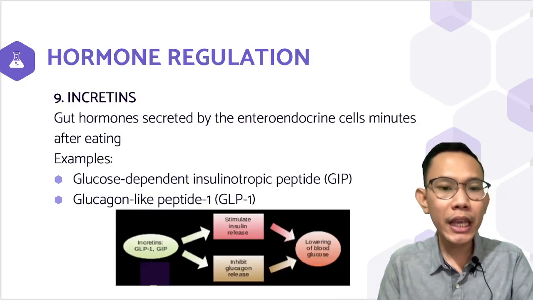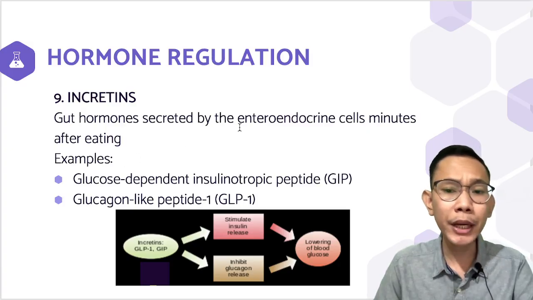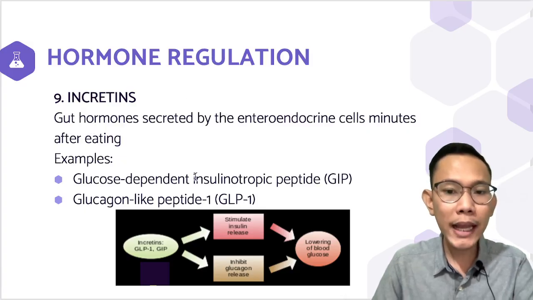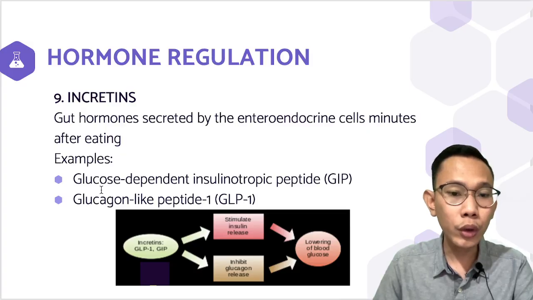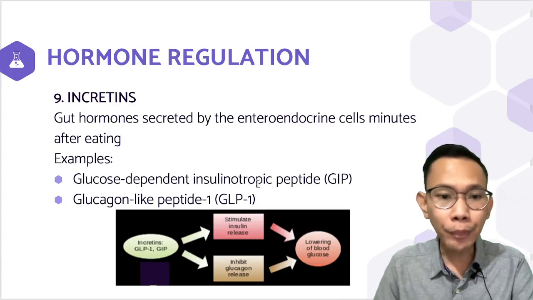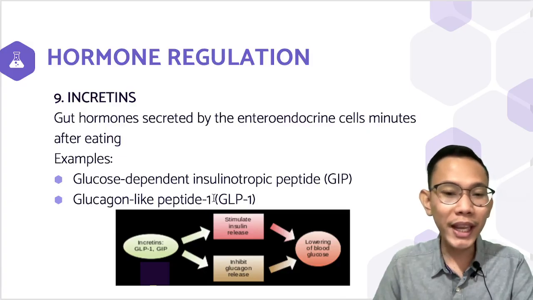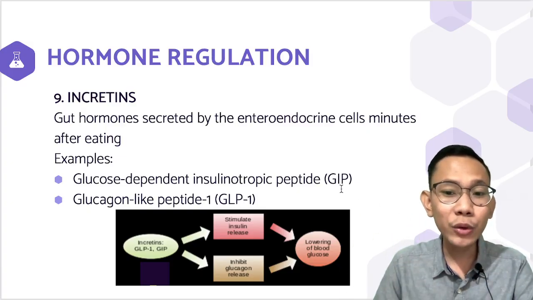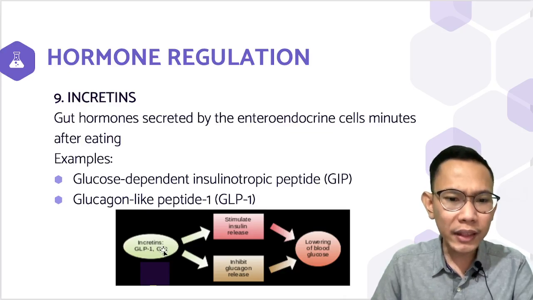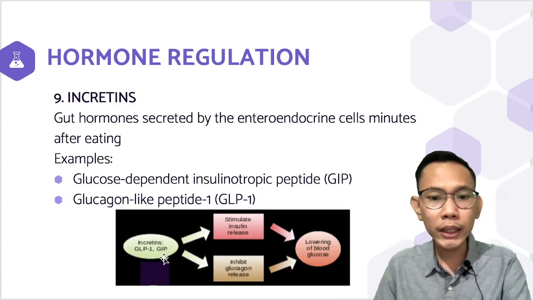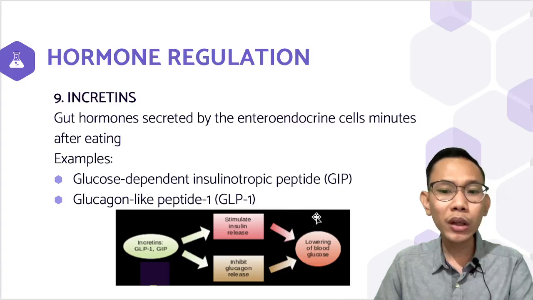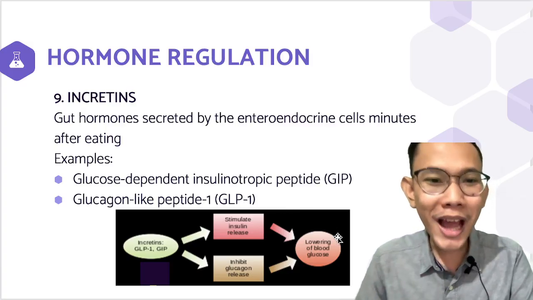Next, we have your incretins. So, these are gut hormones secreted by your enteroendocrine cells minutes after eating. Example natin, your GIP and your GLP-1, your glucose-dependent insulinotropic peptide and glucagon-like peptide 1. So again ha, name niya pa lang, insulinotropic. So therefore, ang action niya is similar to your insulin. So your incretins, your GLP and GIP, anong ginagawa nila? It will stimulate insulin release, inhibit glucagon release. So therefore, incretins will cause the lowering of your blood glucose level.